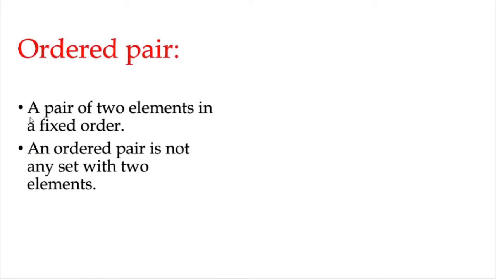An ordered pair is defined as a pair of two elements in a fixed order. So if I have a pair 4 comma 3, then this can be termed an ordered pair, because the elements will not change their position. Hence this is known as an ordered pair. Ordered means in a particular arrangement, so the arrangement will not change. We can also define it in another way.